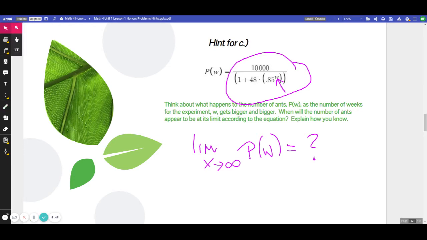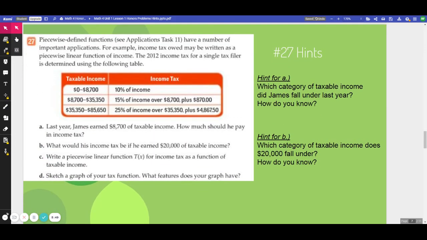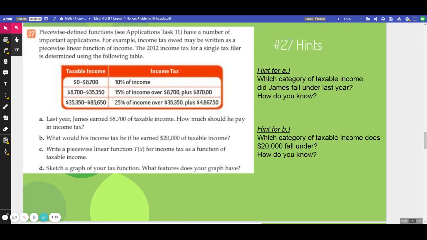So we're going to move on to question 27 and do a hint for that as well. Question 27 is talking about piecewise defined functions. A piecewise function is literally what it sounds like. It's a function that's created out of different pieces of functions. And you can see an example of that in problem 11 in the On Your Own. So you can look at that.